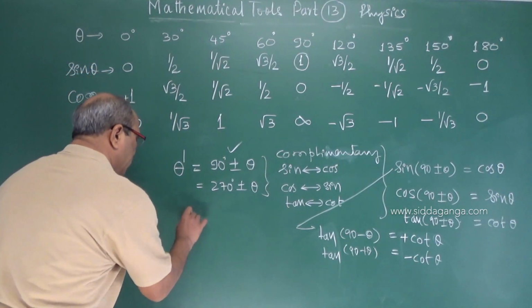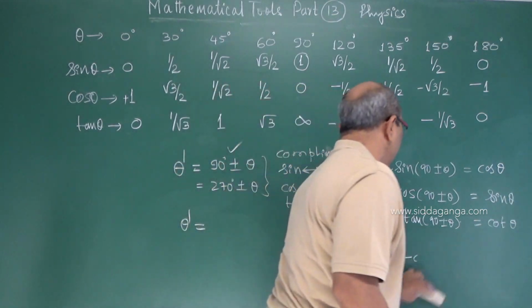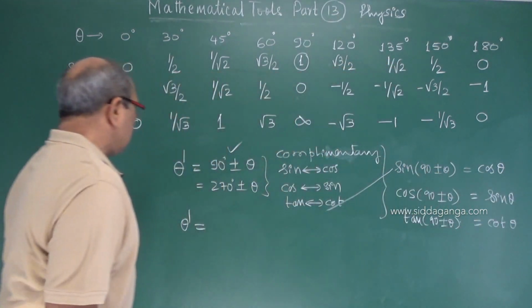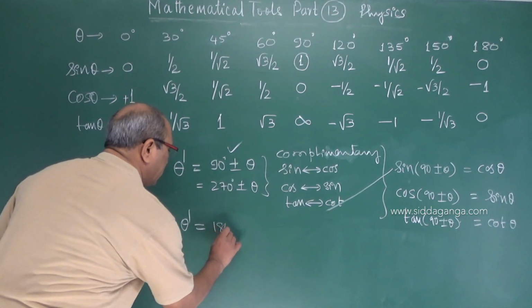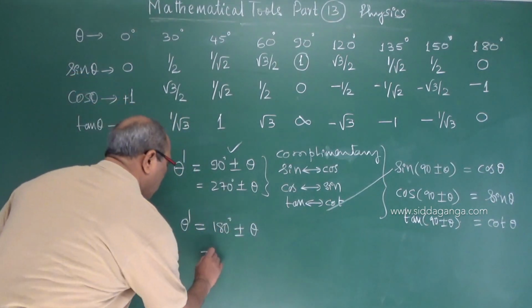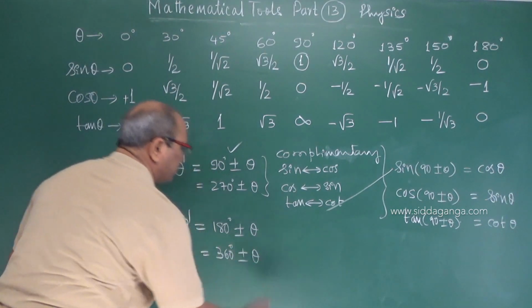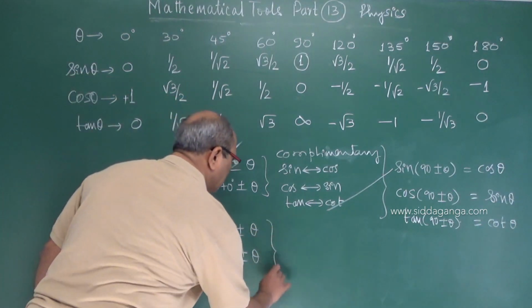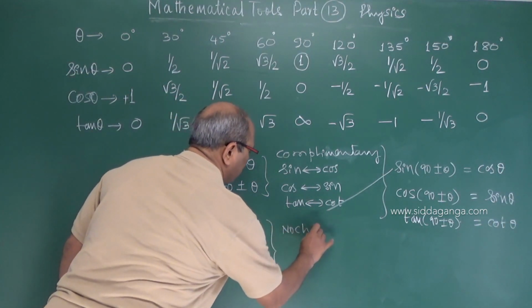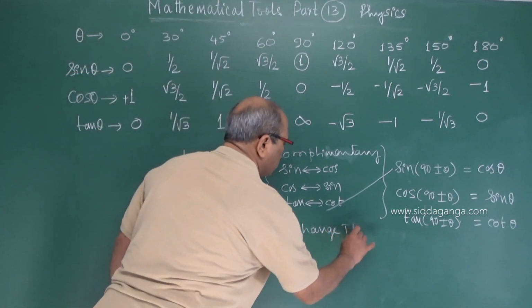I am coming to the other thetas. I remove this. The angle is 180 degree plus or minus theta, or it is 360 degree plus or minus theta. Now there is no change. No change in the trigonometric ratio.